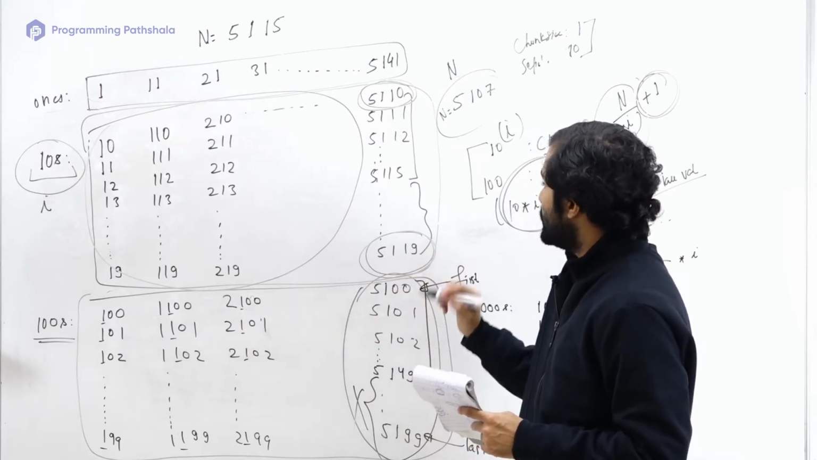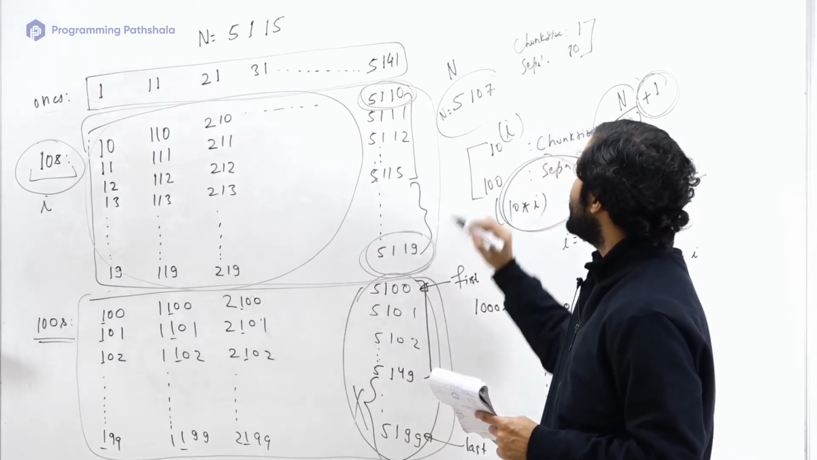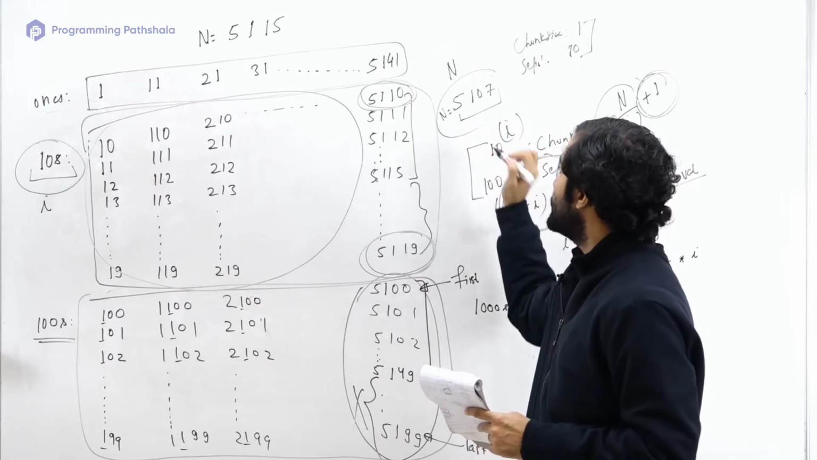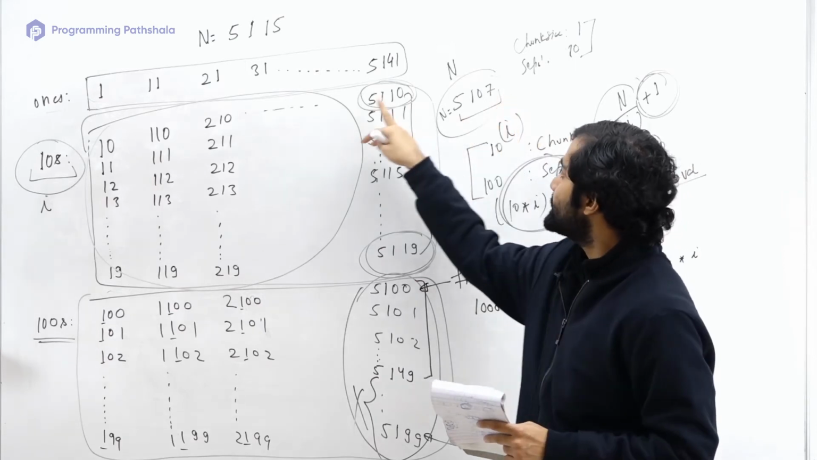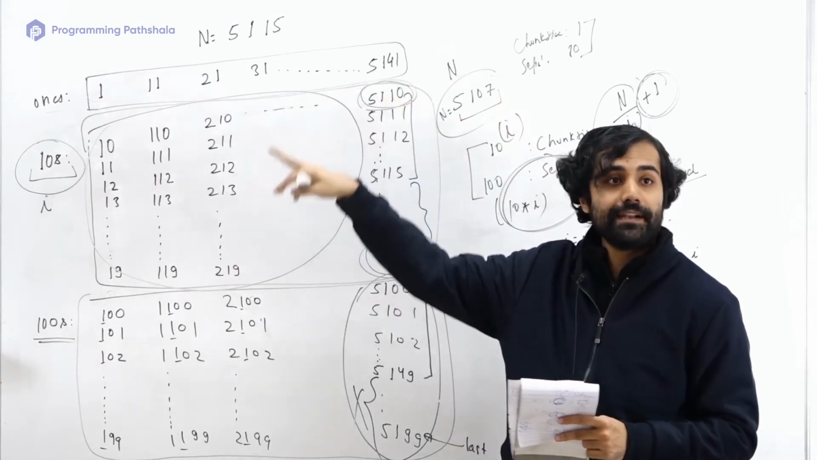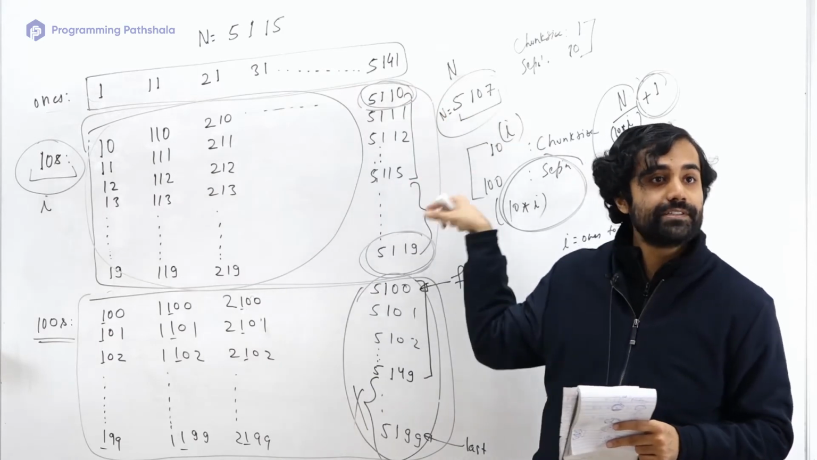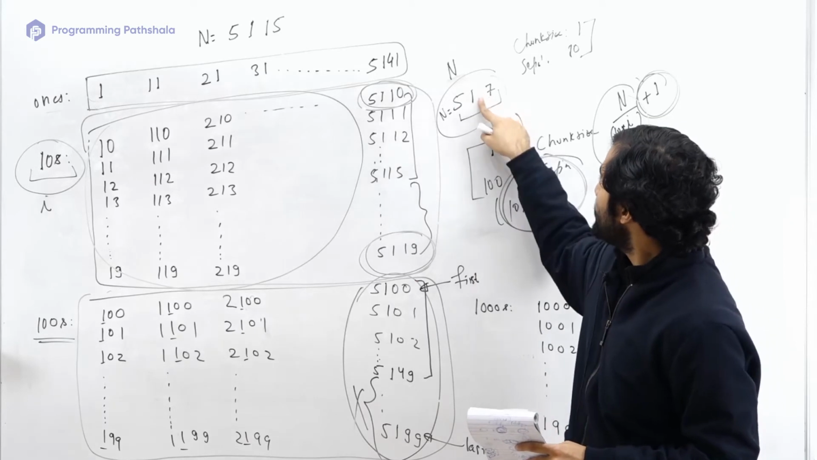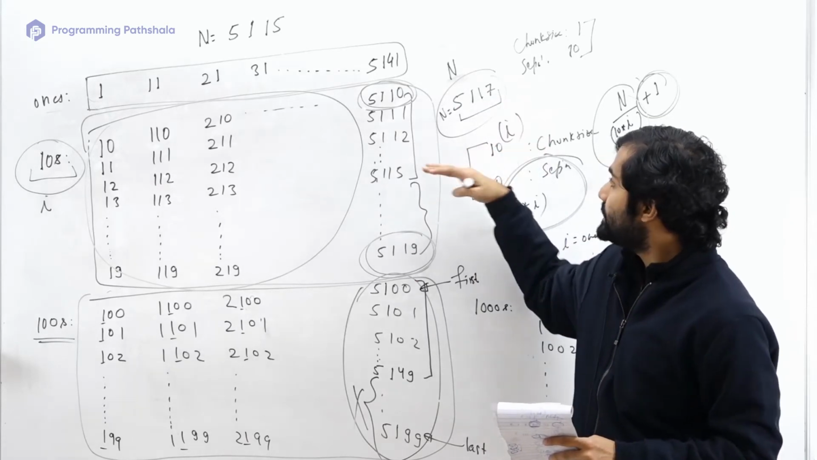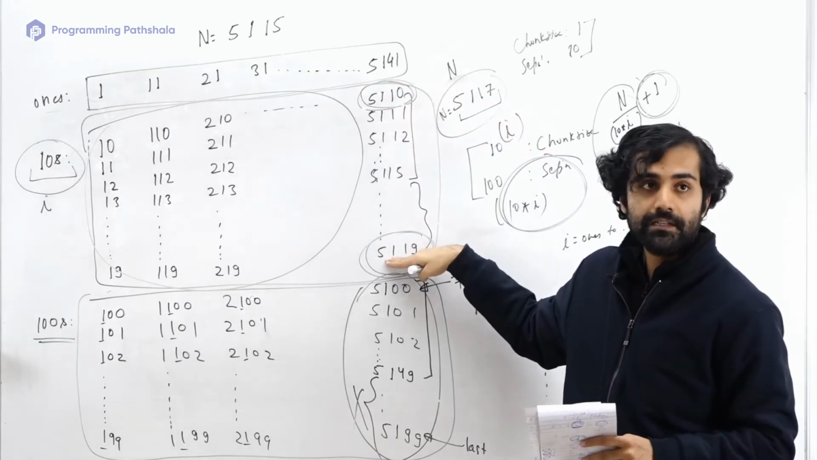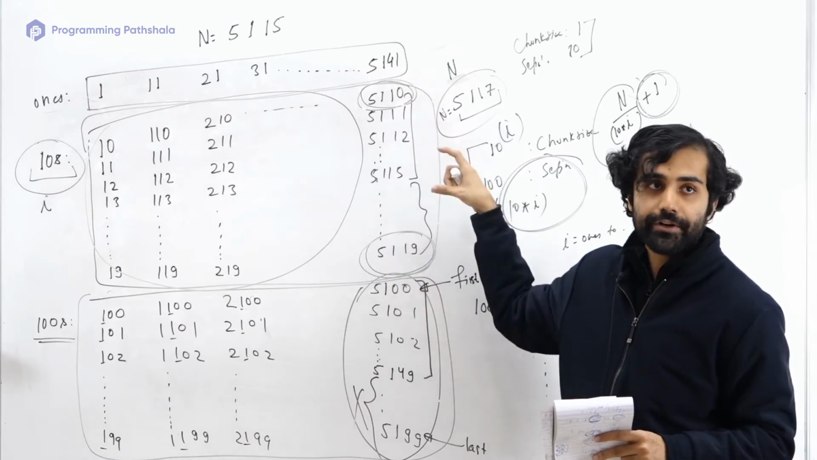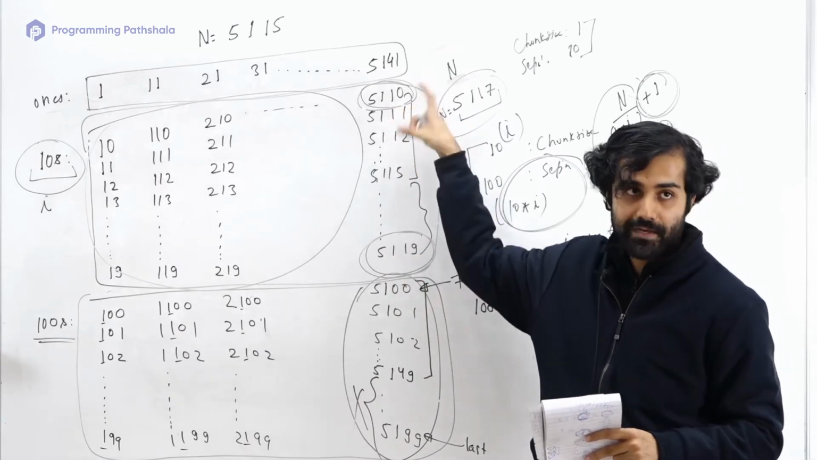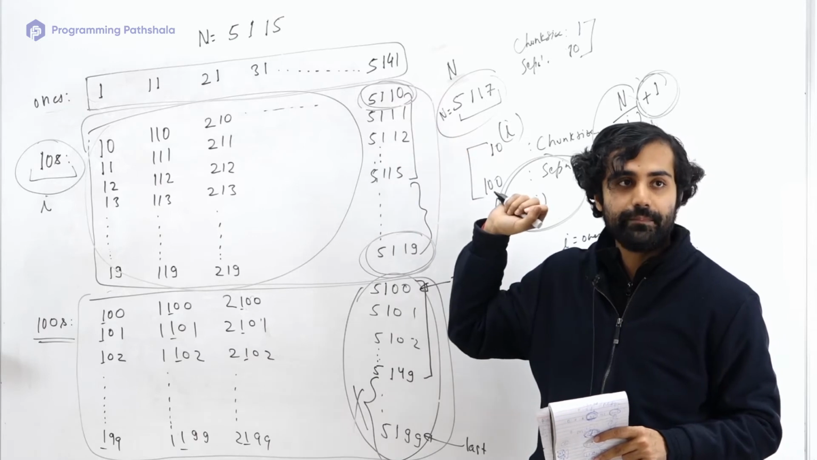Now, if you have something like 5107, then you can check that this number is smaller than the first. If it is smaller than the first, then the contribution of the last chunk will be 0. And if you have something like 5117, which is in between this and this, then the total contribution will be this minus this plus 1, because that many elements would be in between.